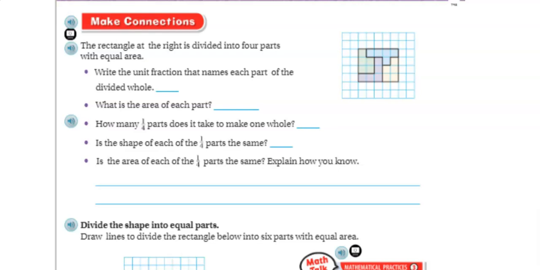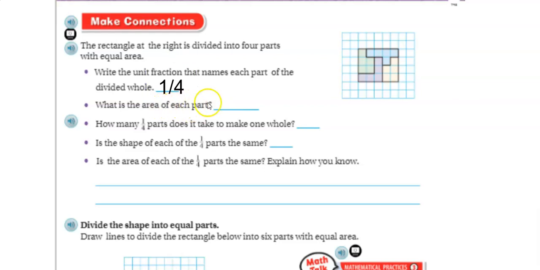The rectangle, and you can see the rectangle right here on the right, is divided into 4 equal parts. So there's 1 part, 2 parts, 3 parts, and 4 parts. I hope you can see that. It says write the unit fraction that names each part of the divided whole. Okay, well, here's the whole, and it says write a fraction that names each part. So this would be 1 part, so that would be 1/4. This would be 1/4. This would be 1/4, and this would be 1/4. So hopefully you are writing 1/4 for each part.